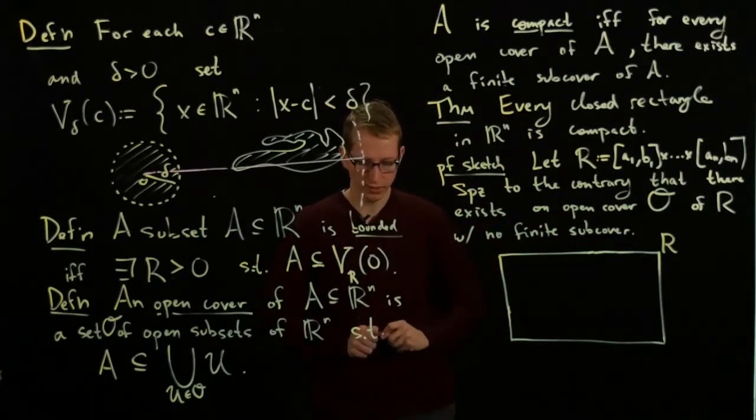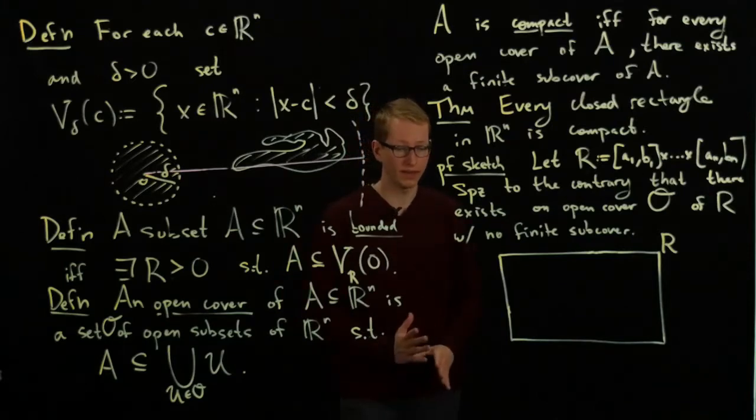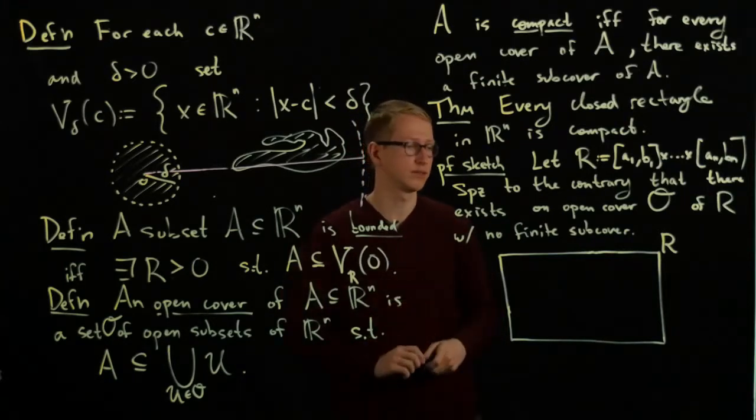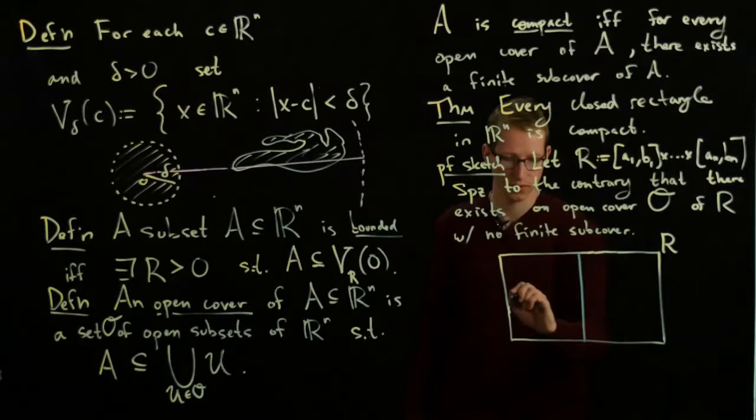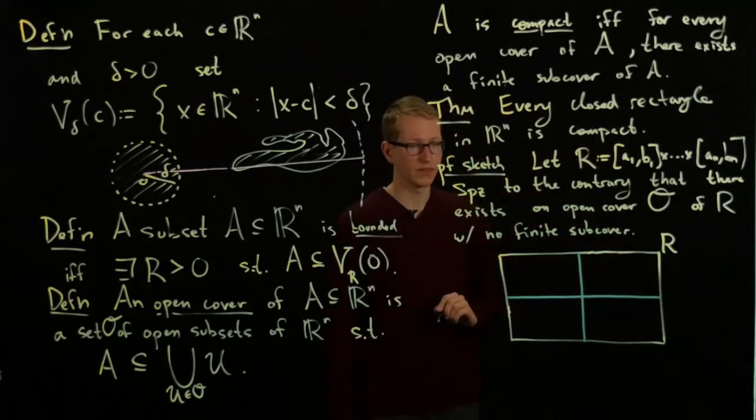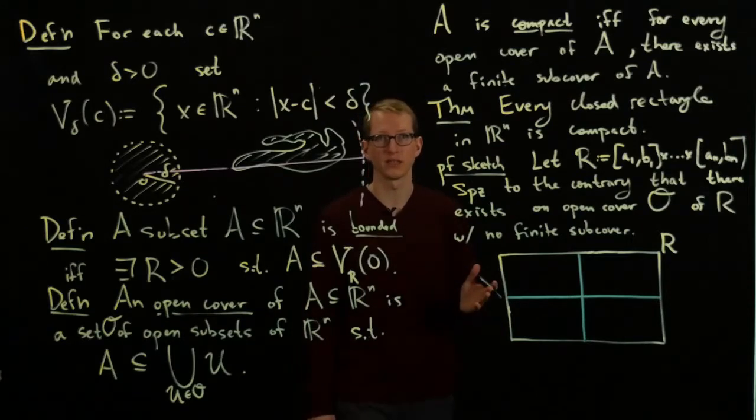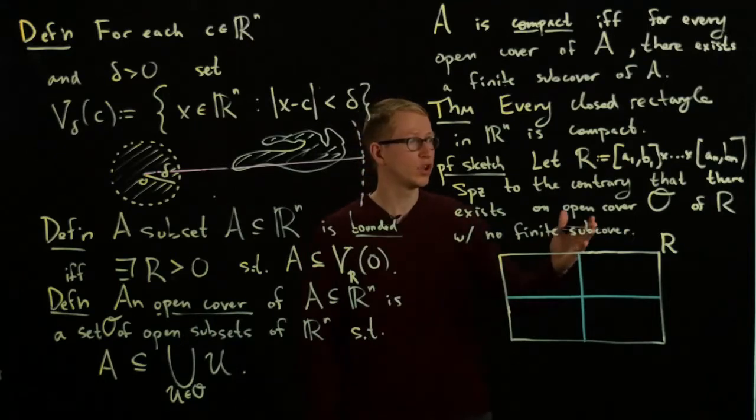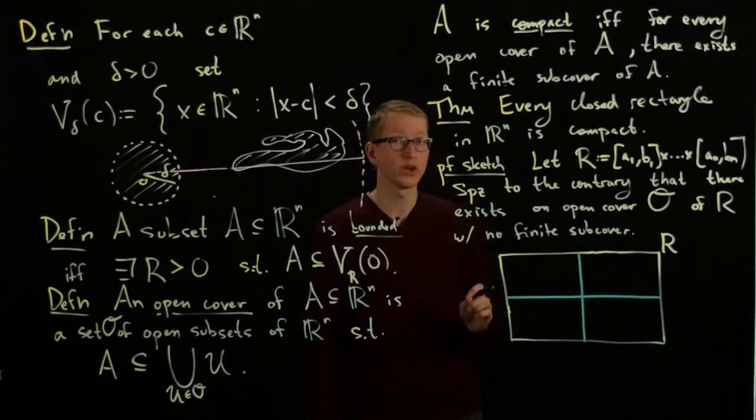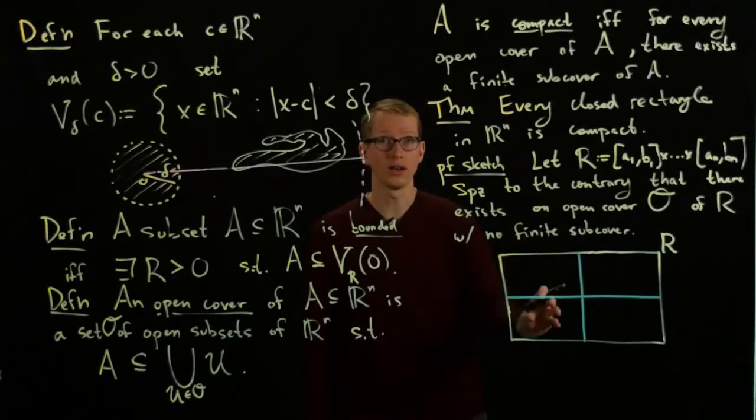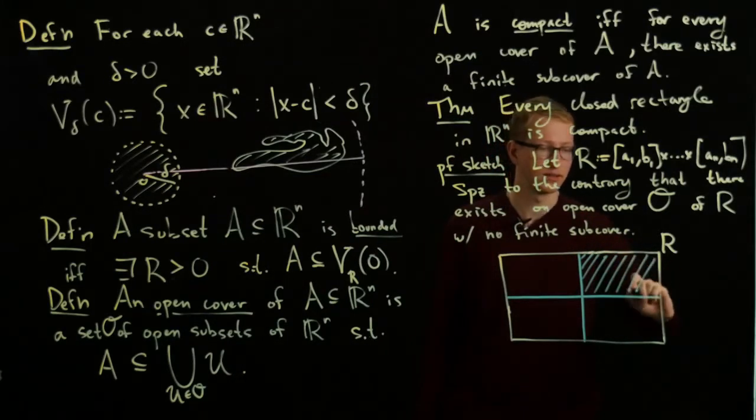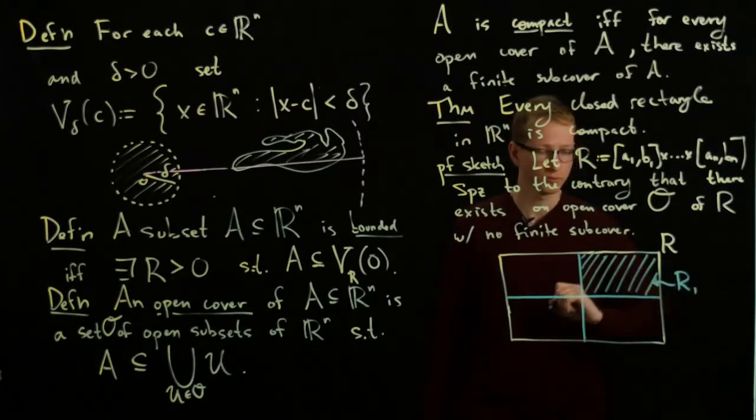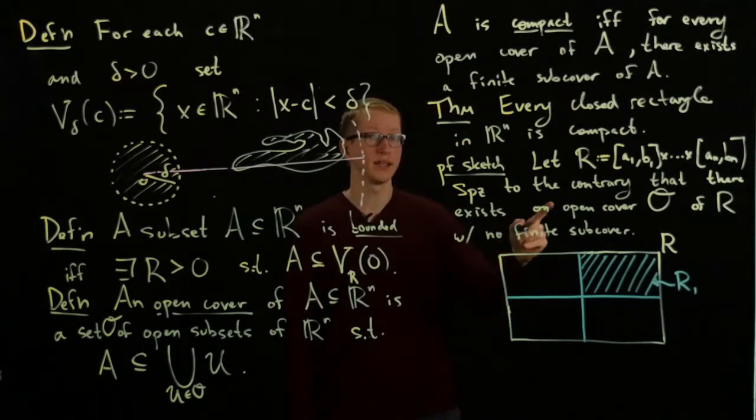What we can do is, if O has no finite subcover, then I split this rectangle into different pieces, cutting each interval in half. The proof is going to be very similar to the case for closed intervals in Rn. If I cut this rectangle in half in all of its directions, then I'll get 2 to the n subrectangles back. In the case of R2, I'll have 4 rectangles. If there's no finite subcover of R, then there's no finite subcover that covers all of these. So there must be at least one rectangle, let's say it's this one, let's call this one R1, where no finite subcover of O covers it.